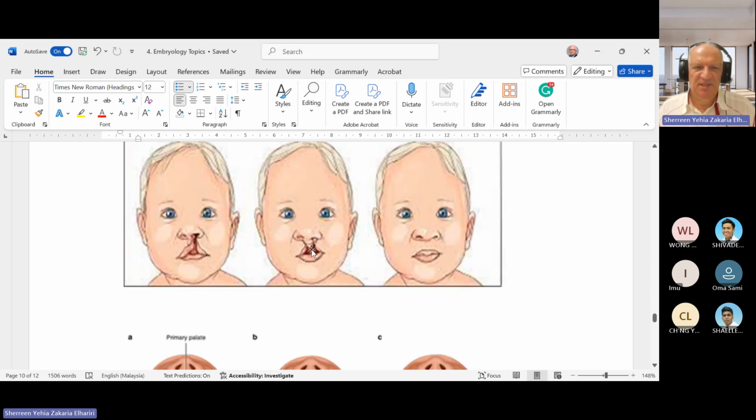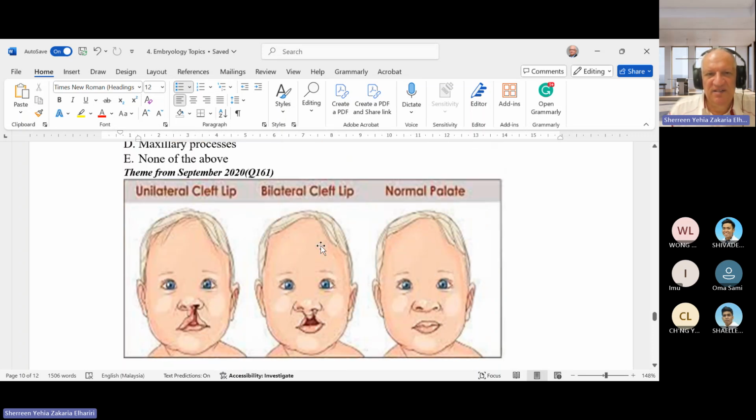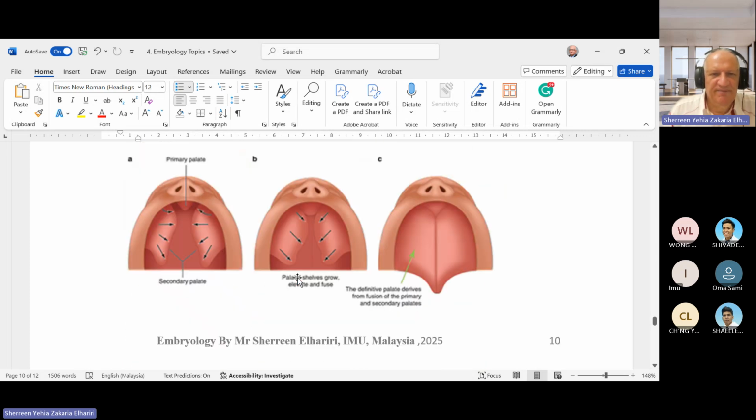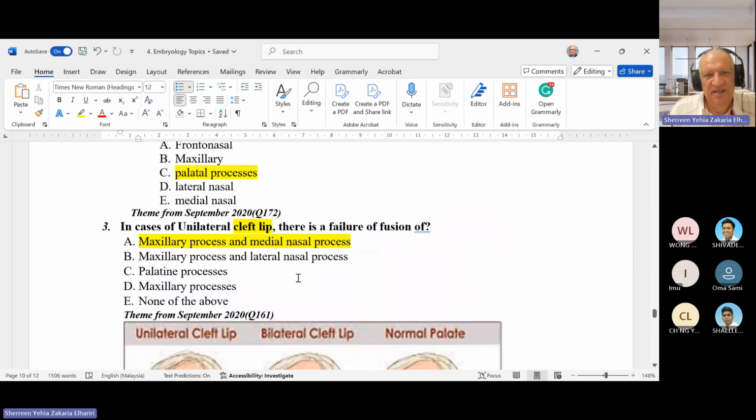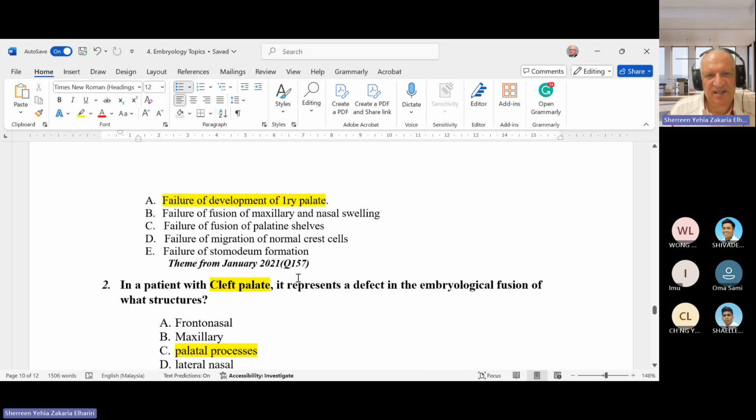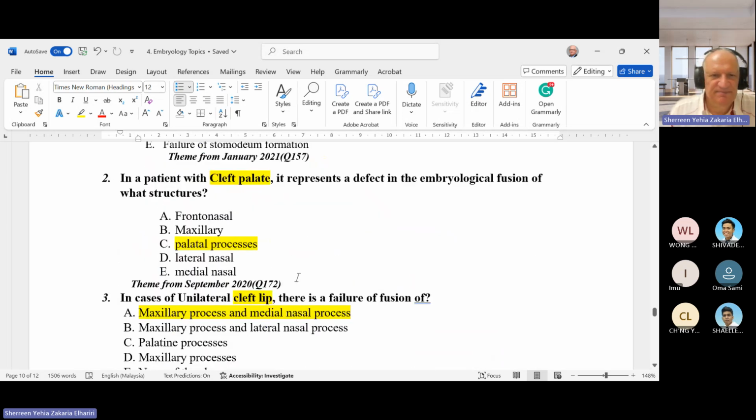It can be unilateral, can be bilateral, can be incomplete, can be partial, and it is just in the skin, subcutaneous tissue and the mucosa, not affecting the hard palate. So it can be unilateral, can be bilateral, and this is normal. So again, we have cleft lip, cleft palate, and it is a very common question in the exam.